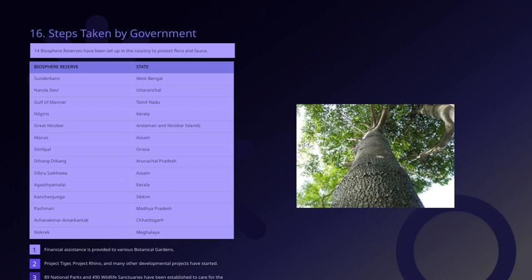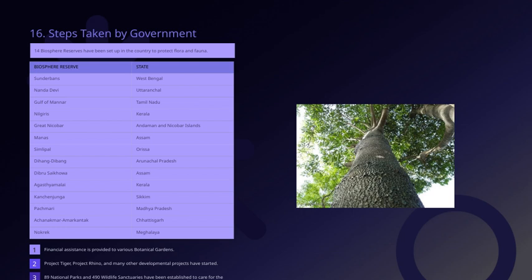Moving on, let's discuss some of the steps the government has taken to safeguard our natural heritage. So far, 16 biosphere reserves have been established across the country. These reserves are key to protecting our flora and fauna, ensuring sustainable conservation practices. Additionally, financial assistance is provided to various botanical gardens, which helps preserve plant diversity and support research and education.